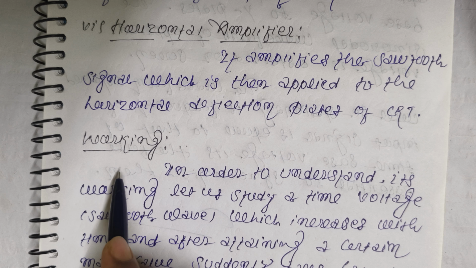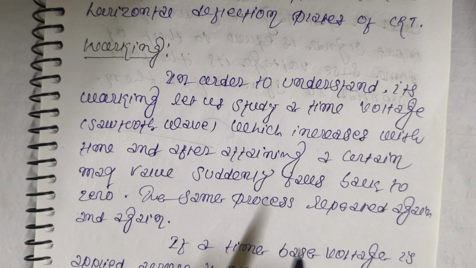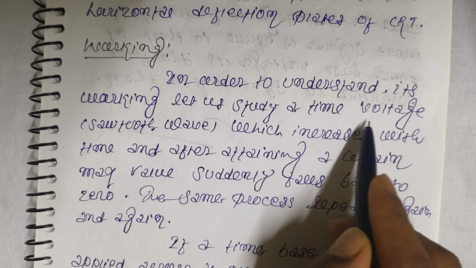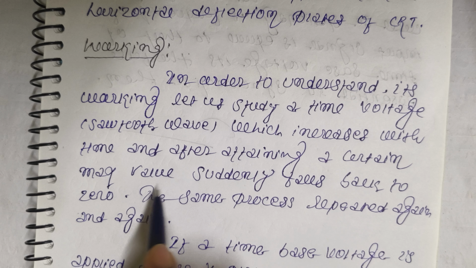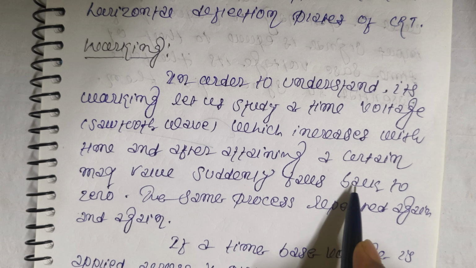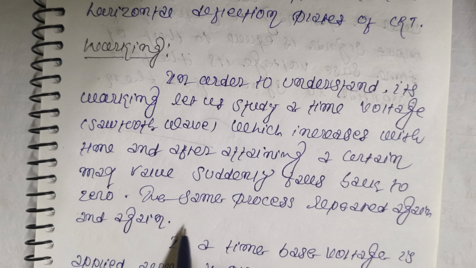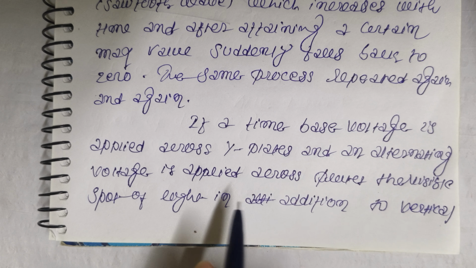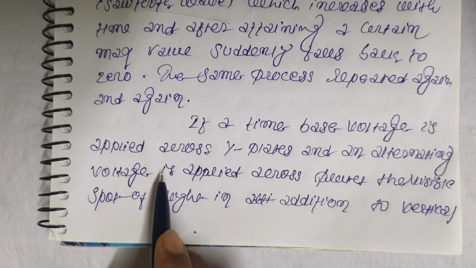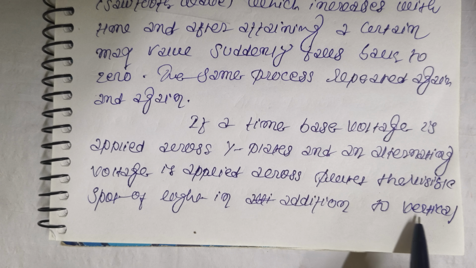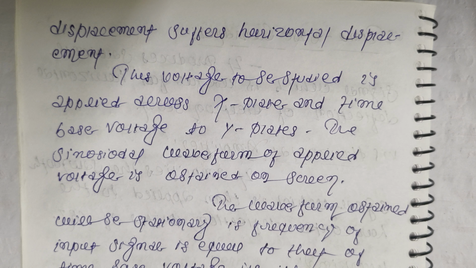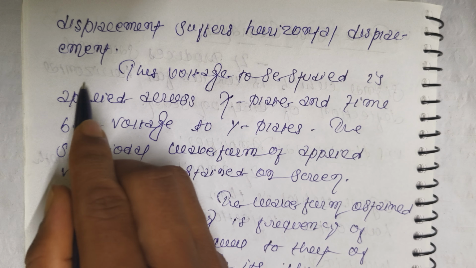Now we know, friends, the working. In order to understand its working, let us study a time base sawtooth voltage wave which increases with time and after obtaining a certain maximum value suddenly falls back to zero. The same process is repeated again and again. If a time base voltage is applied across the plates and an alternating voltage is applied across the other plates, the visible spot of light, in addition to vertical displacement, suffers horizontal displacement.